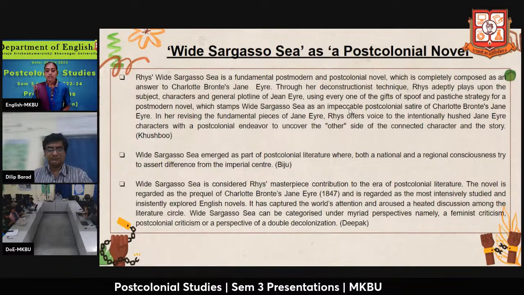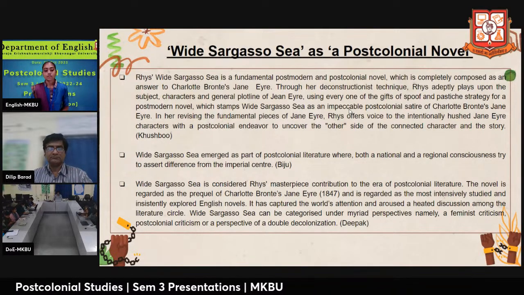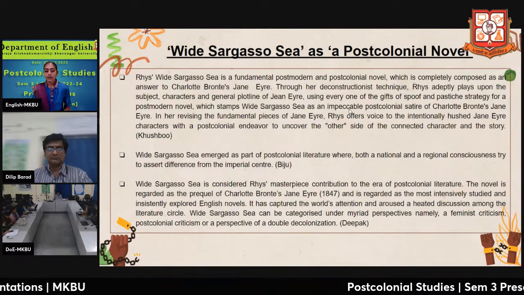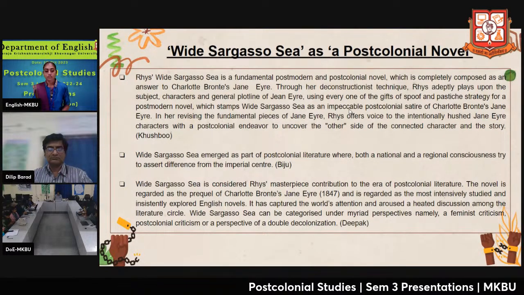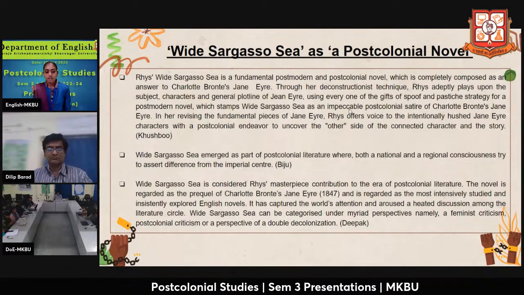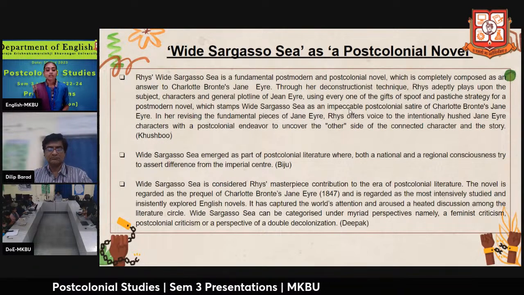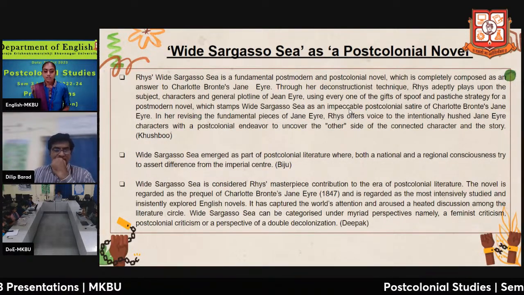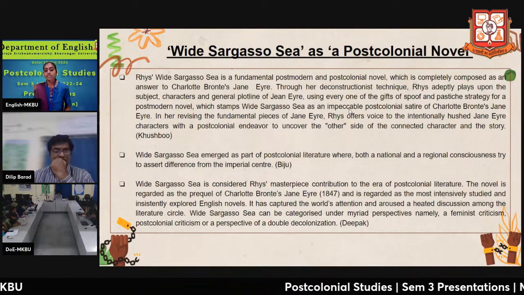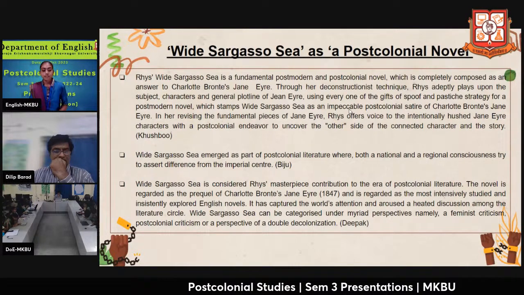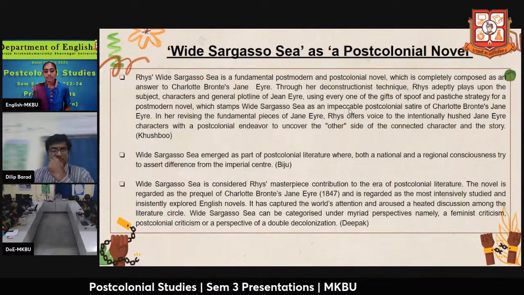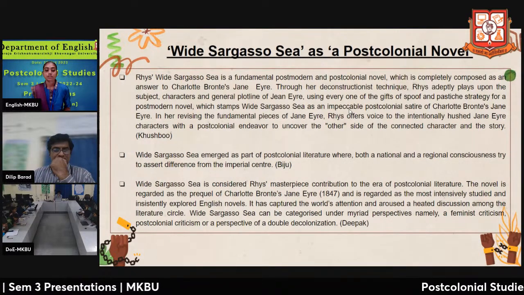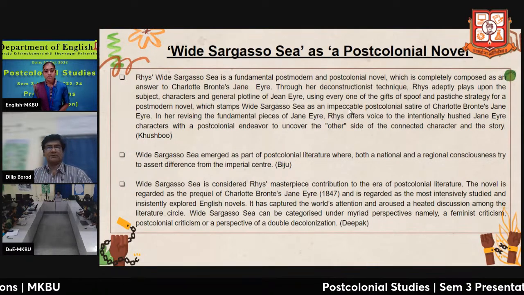In her revising of fundamental pieces of Jane Eyre, Rhys offers voice to intentionally hushed Jane Eyre characters with a post-colonial endeavor, to uncover the other side of the connected characters and the story. Wide Sargasso Sea emerged as a part of post-colonial literature, where both national and religious consciousness try to assert their difference from the imperial center.